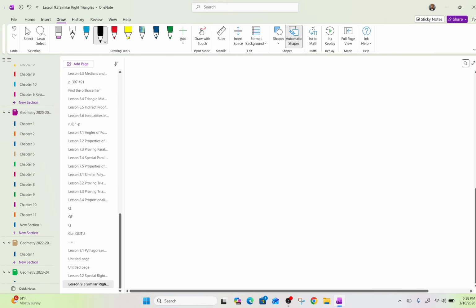Next, fun fact. This is a theorem that we're not going to prove together here. We may do it in class though. Let's go ahead and create a right triangle.